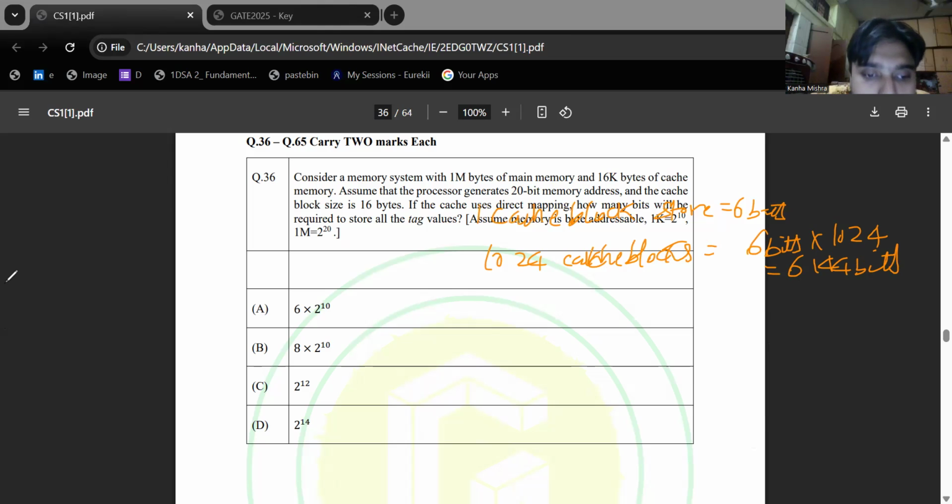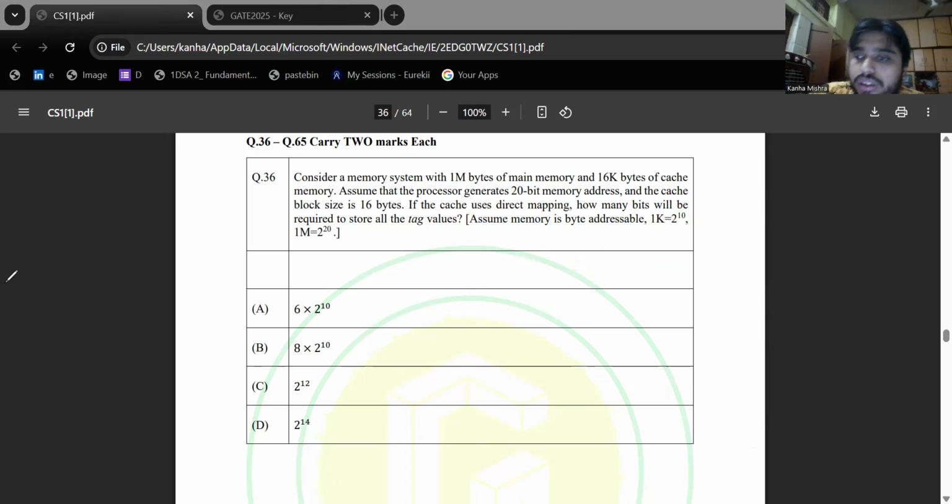ठीक है, 6144 bits. So how can I simplify that? 6 into 1024 bits आया था and that is 6 into 2 to the power 10 bits. So final answer will be option A, 6 into 2 to the power 10.